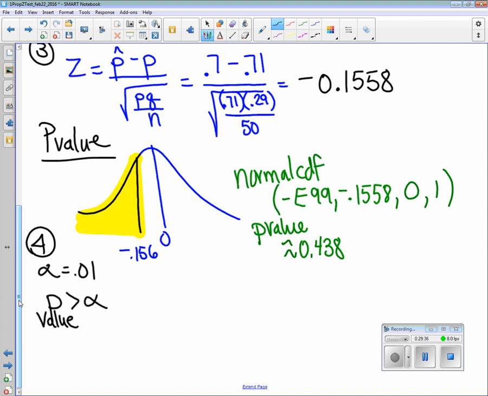In this case, it was much bigger, right? So we're going to say 0.438 is bigger than 0.01. I need that mathematical sentence to be there. Show me that you are physically comparing your p-value to your significance level. It's very important. It's always part of the AP rubric. Show that. That's the first part of the conclusion.